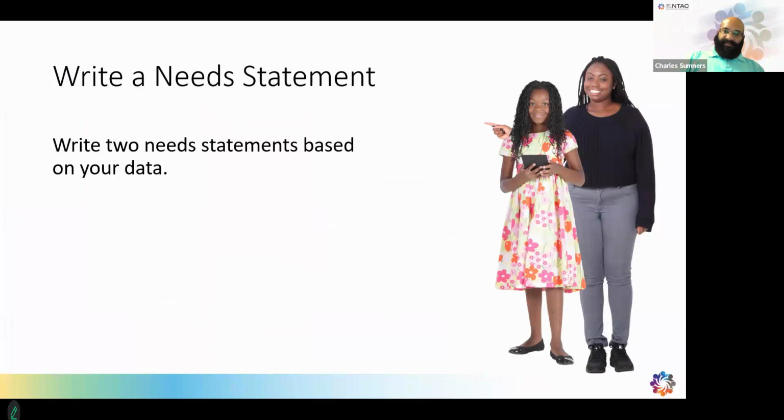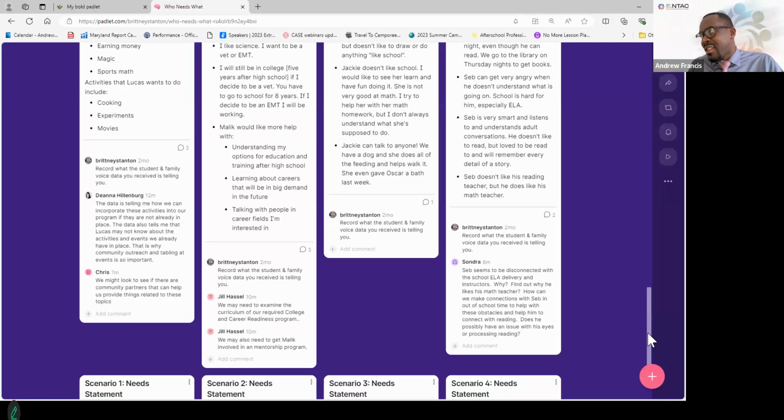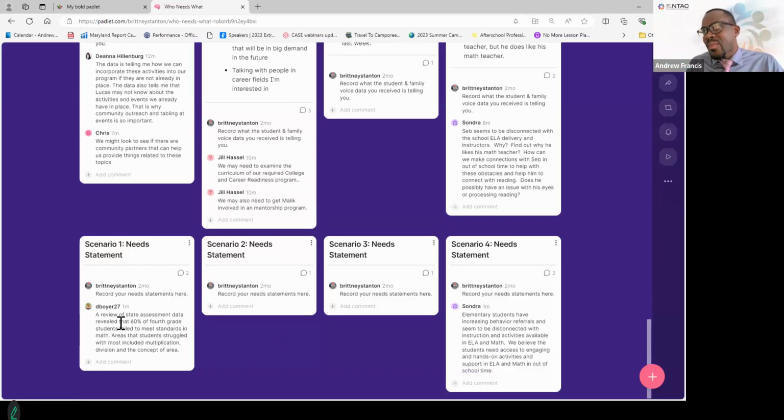Let me see if anybody has put anything up in the chat that we can also process a little bit. So there we go. A review of state assessment data revealed that 60% of fourth grade students failed to meet standards in math. Areas that students struggle with the most include multiplication, division, and concept of area.